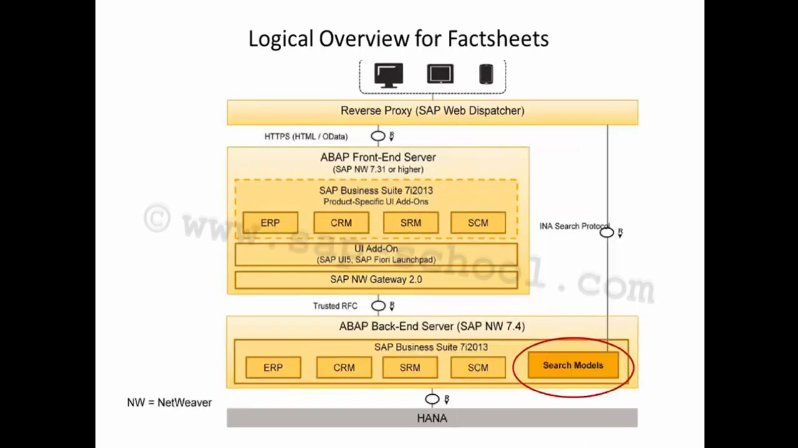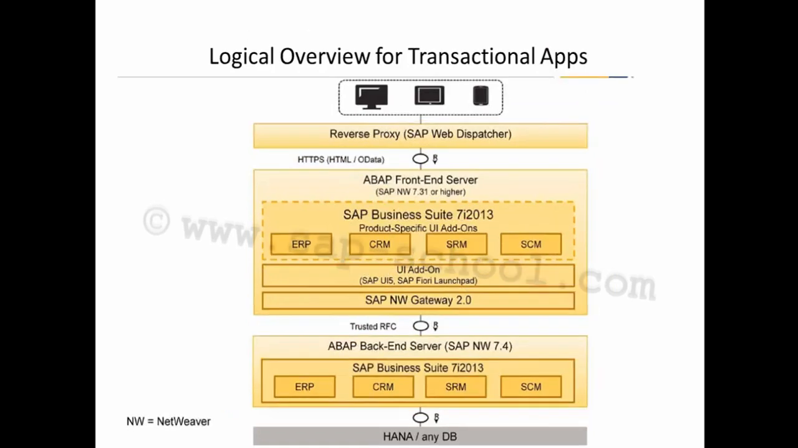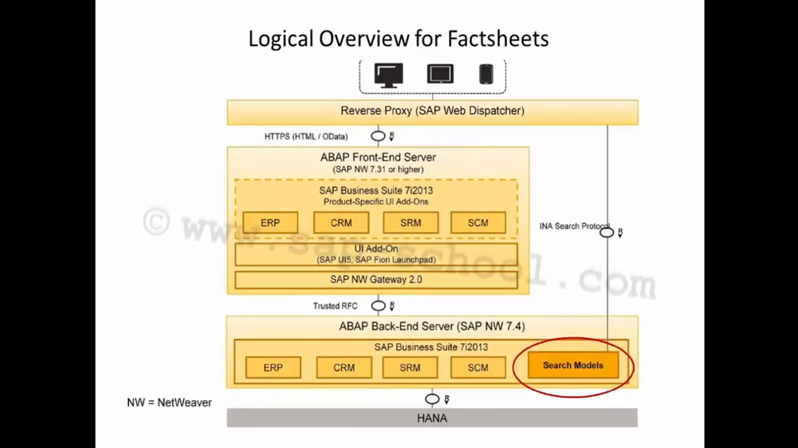Now let's move to the logical overview of the fact sheets. So what is a fact sheet? Now in the logical overview of the fact sheets, we can see in this slide that we have the search models, which is a new thing added, right? So if I compare the transactional apps and the fact sheets, there were no such models in my transactional apps, but we use the search models for the fact sheets.